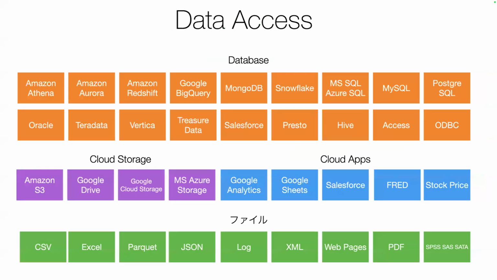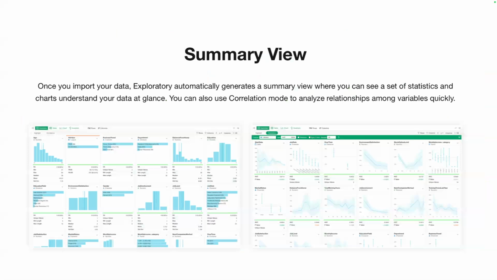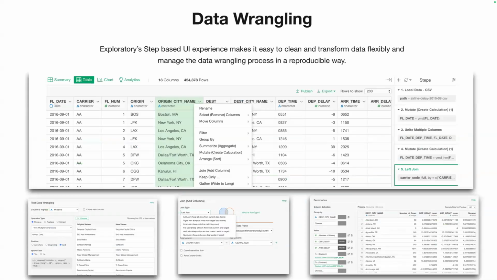Okay. So for data access, you can access various types of data, from databases to cloud apps to cloud storage, and remote files or local files. There are many different types of data sources. Once you import the data, you have the summary view to get quick insights on the data, and also data wrangling. So this is really the main theme of today. Until version 12, we've been improving the UI experience for addressing various types of data wrangling related problems. But today we are going to change.